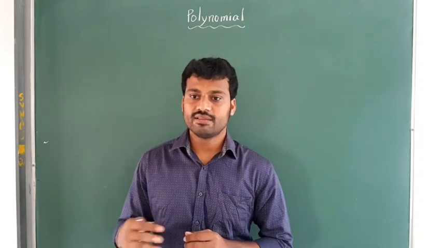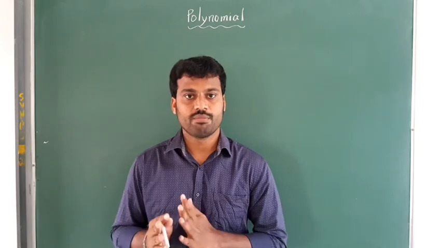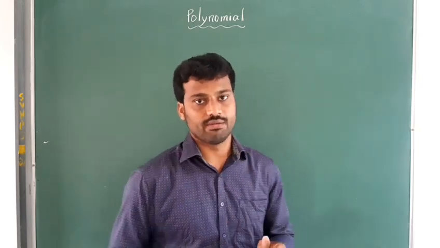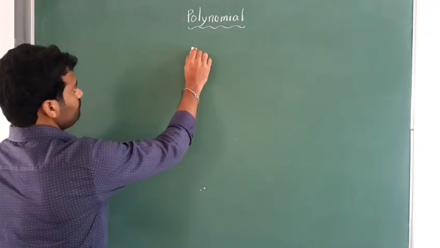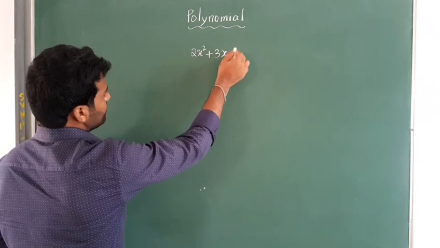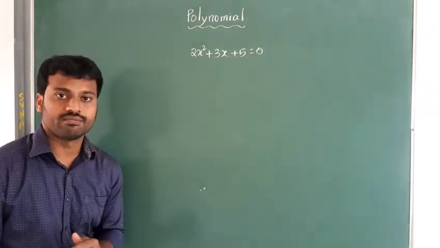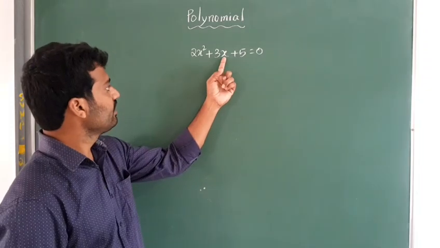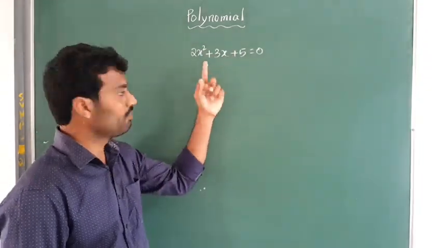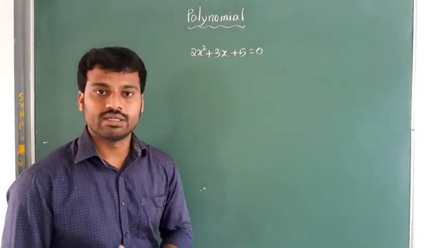Now, if there are any negative or any rational powers, it's not a polynomial. I'll give an example. Suppose 2x square plus 3x plus 5 is equal to 0. Just observe here, x is the variable. Here x power is 1, a whole number, here x power is 2, a whole number. So it's a polynomial.